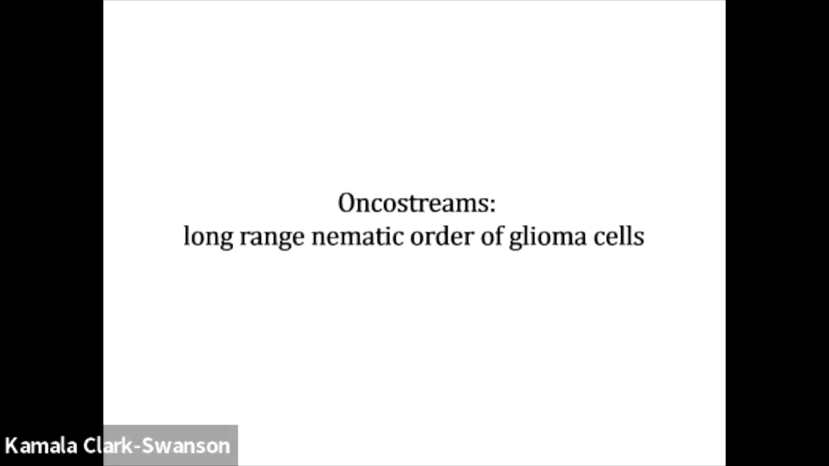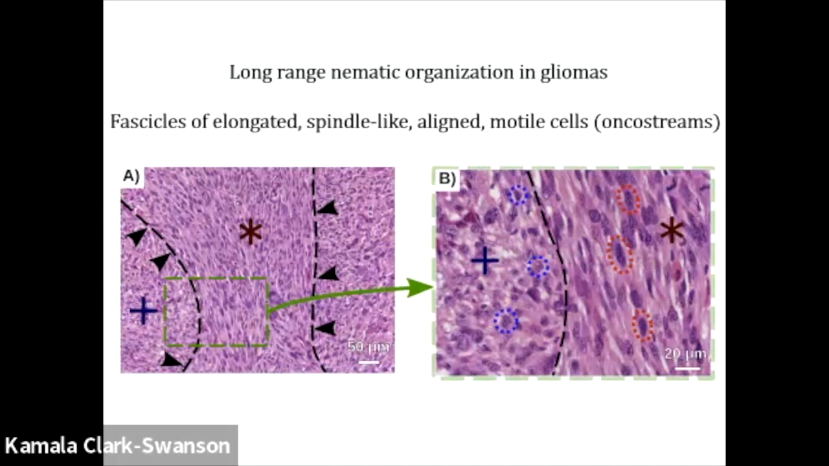So what can we say about the gliomas? Is there anything in the gliomas which allows us to say that maybe they actually have the structure of topology of liquid crystals? So the first thing I'm going to show you is that there's long range nematic order of gliomas. You see this in the formation of these structures here, which we call oncostreams, which are fascicles of elongated spindle-like aligned and motile cells, and they form in different tumors. They also form in human tumors.